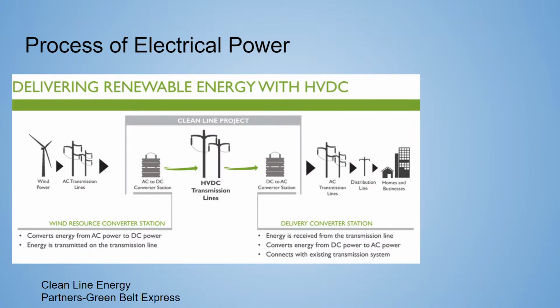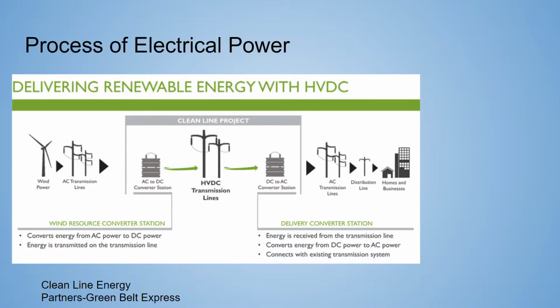The process of electrical power: delivering renewable energy with HVDC. So what I'm going to tell you right here is just how it works. So the generation, the transmission line, the distribution basically, and then it being inverted, and then the distribution to the consumer, meaning us, or like people, buildings, stuff like that.